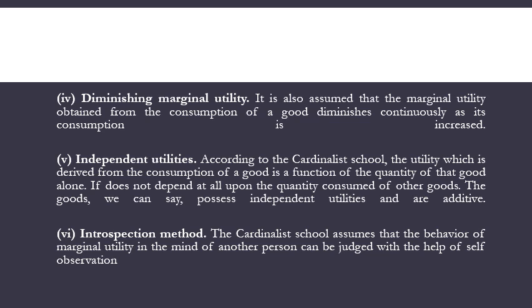And the sixth assumption, the introspection method. The cardinal school assumed that the behavior of marginal utility in the minds of another person can be judged with the help of self-observation. So it says that the cardinal utility of another person can be understood with the help of observation.